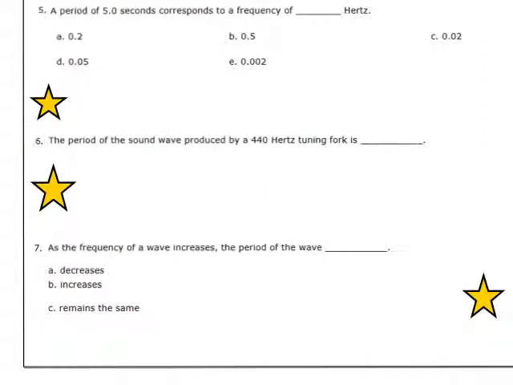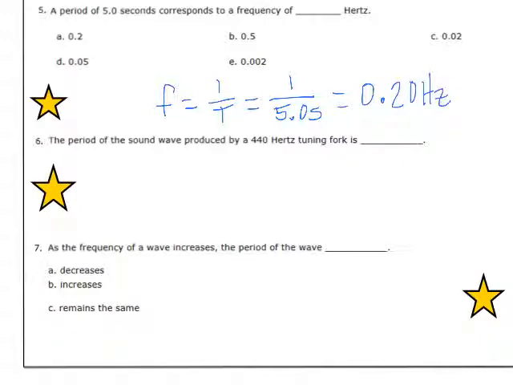So for these last 3 questions, pause the video and take a moment and see if you can answer these questions correctly, and then come back and check your answers. For this first one on number 5, you're given a period and you're asked to find the frequency. So remember that period and frequency are inverses of each other. So I would simply take 1 divided by the period that was given, and that would give us 0.2. And it's 1 over seconds, which is a hertz. So this would be choice A.